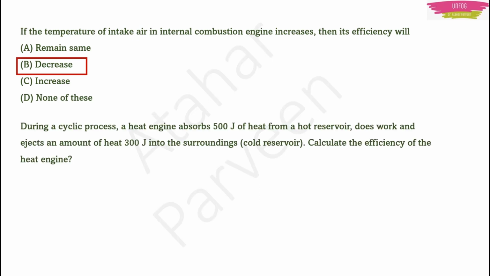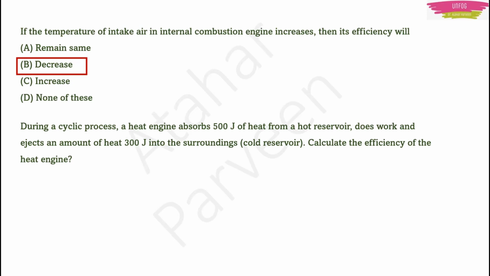Next question. During a cyclic process, a heat engine absorbs 500 joule of heat from a hot reservoir, does work and ejects an amount of heat 300 joules into the surroundings. That is the cold reservoir. Calculate the efficiency of the heat engine. And 4 options will be given. I have not given here. Let's just solve the sum.